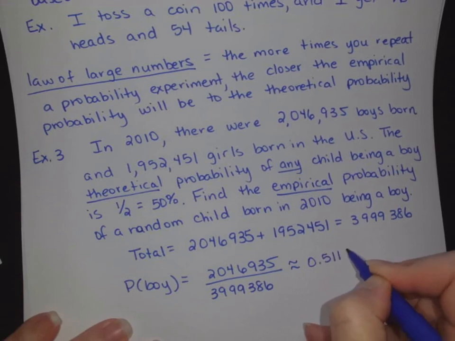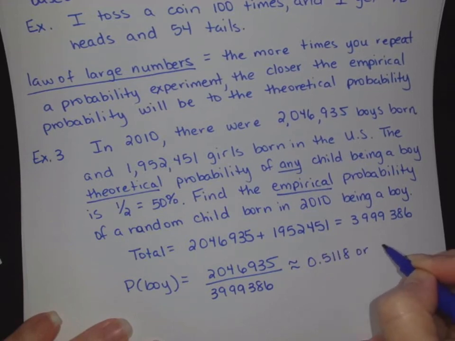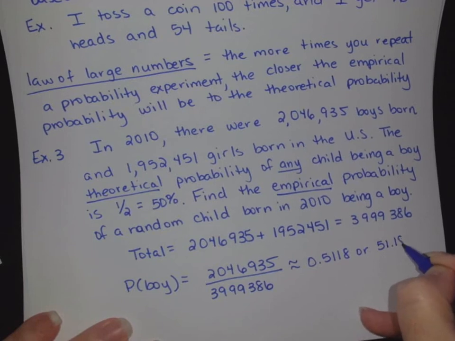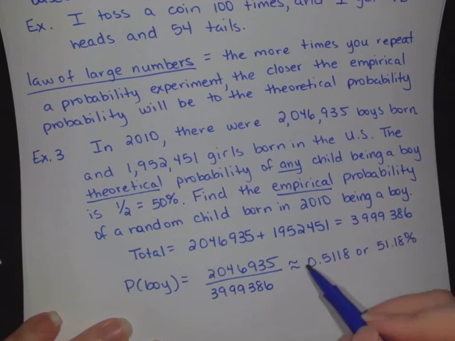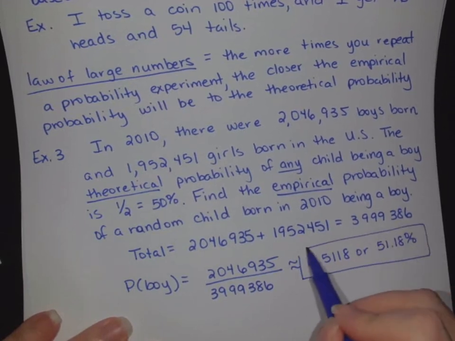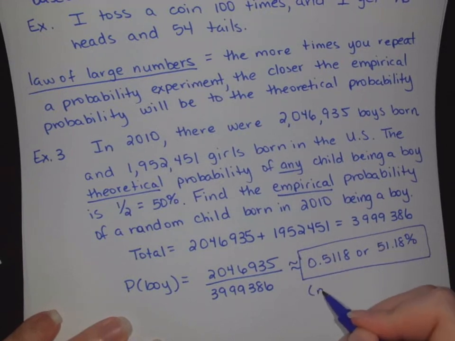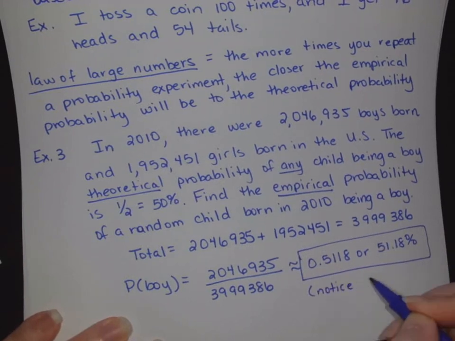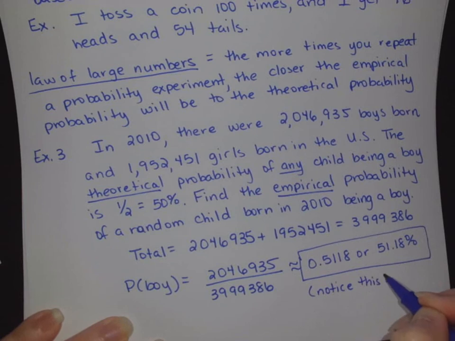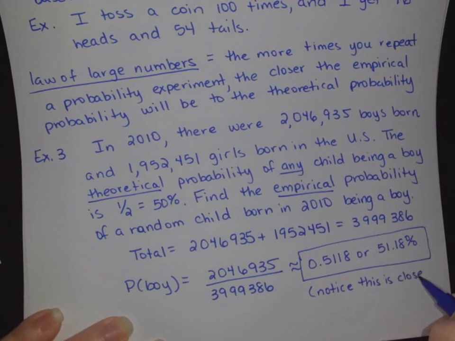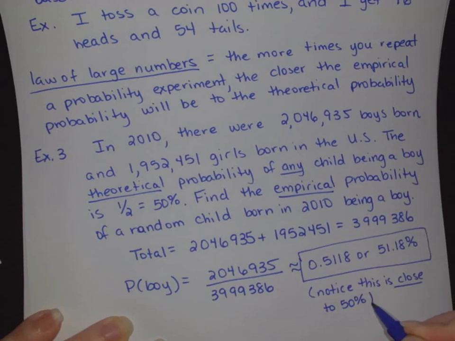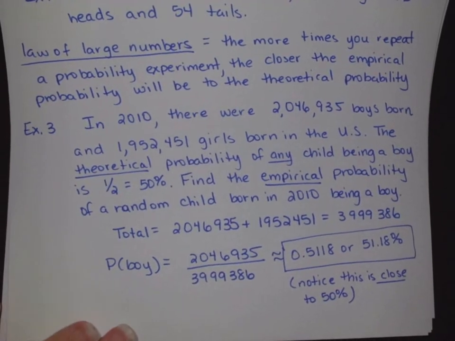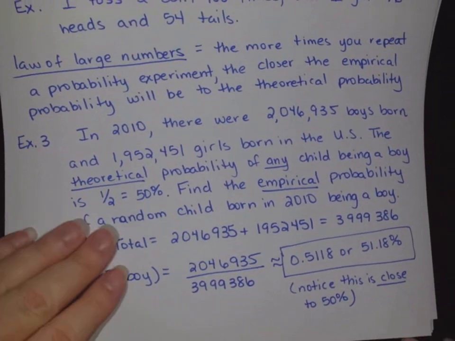Okay. And so what you end up getting is, if we round it to 4 decimal places, let's round it to 4 decimal places, because that means when we change it to a percentage, we still have 2 decimal places. Okay. So notice it's not exactly 50%, but notice that it's close. Okay, because we took a large number of babies into account, it's pretty close to what we expected.